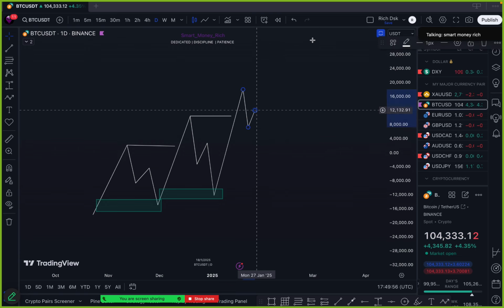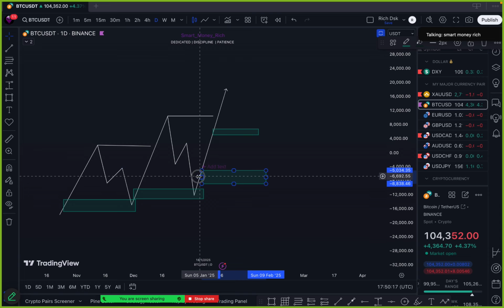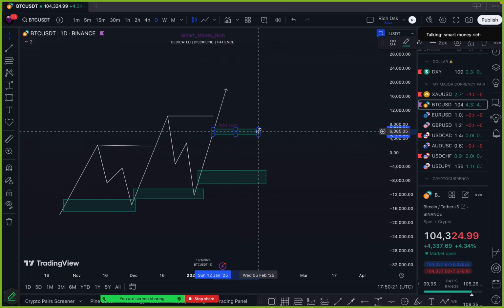because now the problem is going to be like this. Let's say for example, we have a demand zone over here, and then we have another demand zone here. So in this case, we have 2 demand zones.